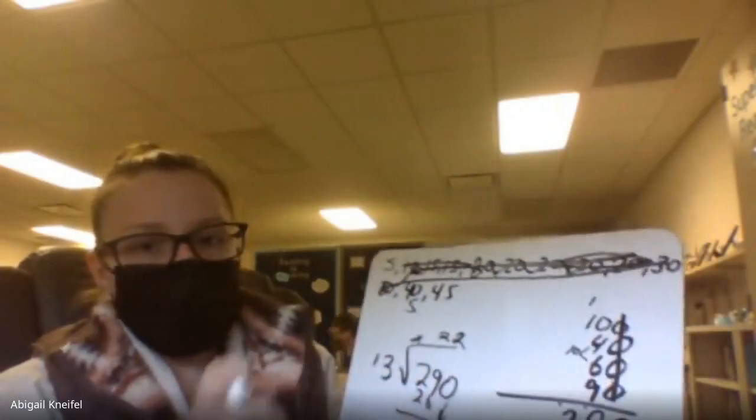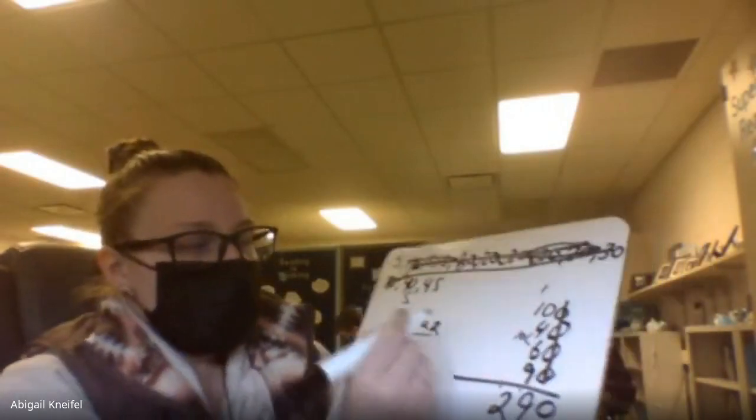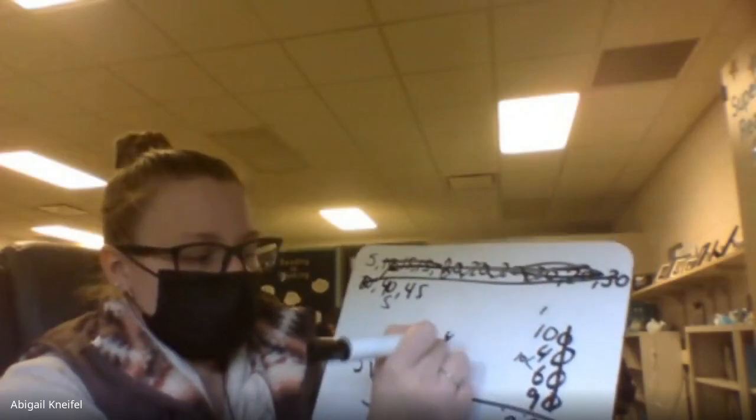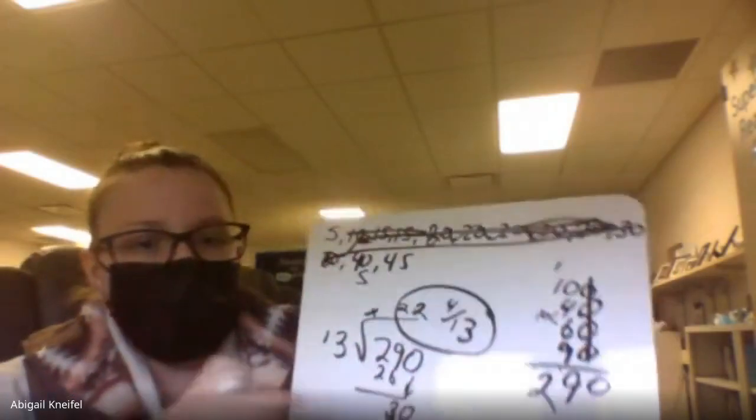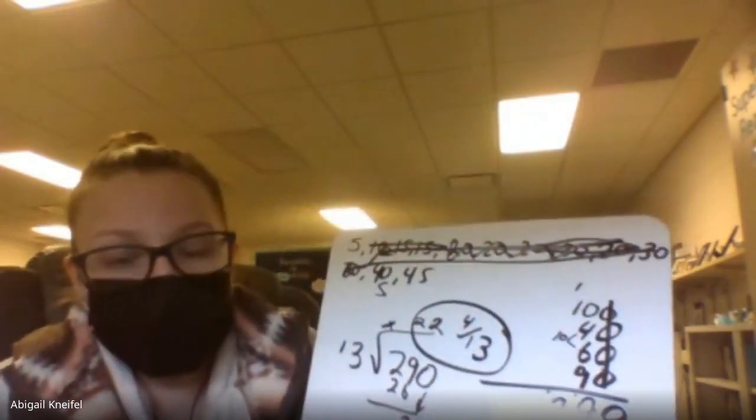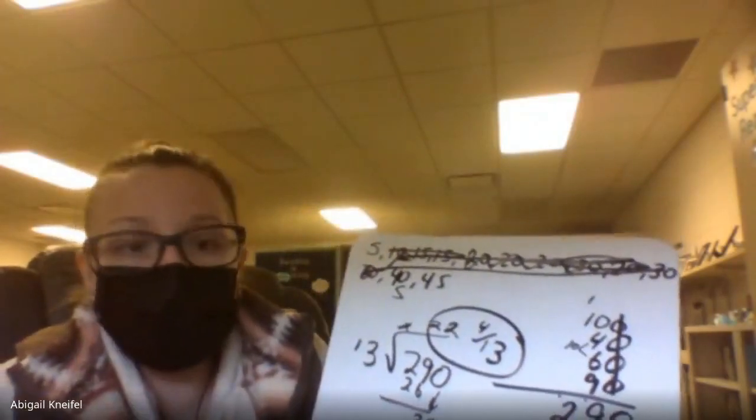And Mrs. Jones said you should be making fractions, not decimals. So your answer should have been 22 and 4/13. Lots of you did not. I don't know what you guys are doing, but lots of you did not get that. Very few of you did. If you did get that, good job. If you put 22, just 22, I think I gave you the point.